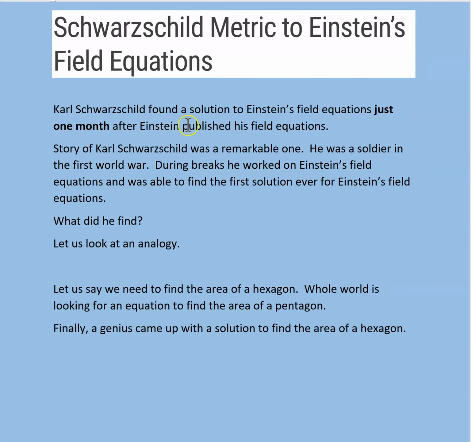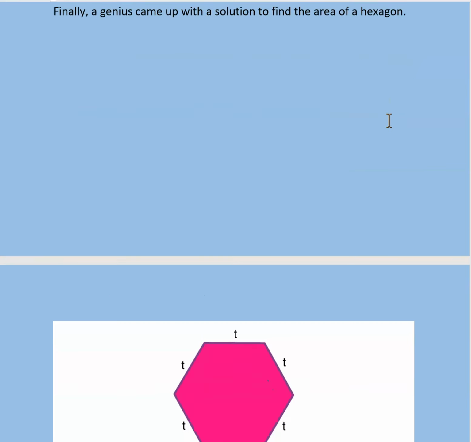Karl Schwarzschild found a solution to Einstein's field equations just one month after Einstein published them. That's an amazing feat, just to understand this theory and come up with a solution to the field equations. And not only that, he was a soldier fighting in the First World War, in the battlefield, and when he was free he just did some work and came up with the solution. That's an amazing story. So now let's go back to the analogy here.